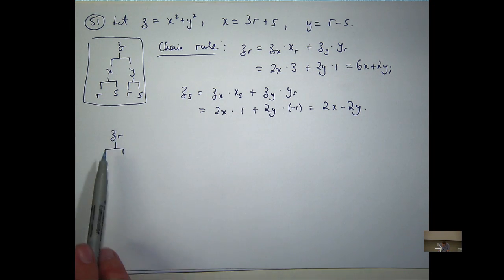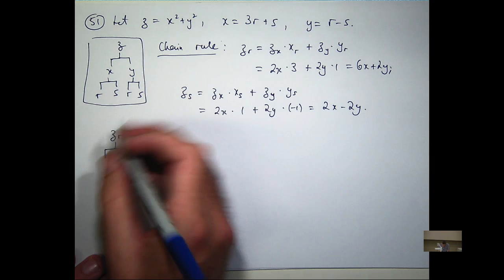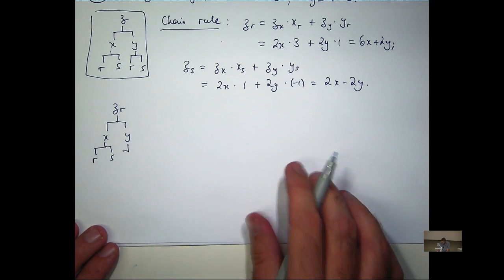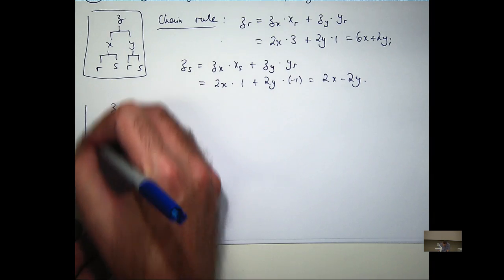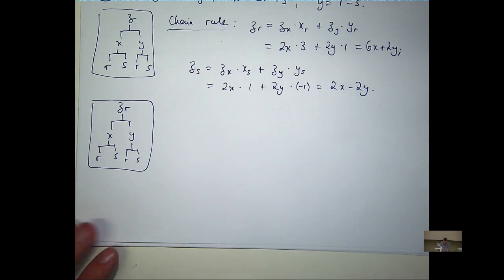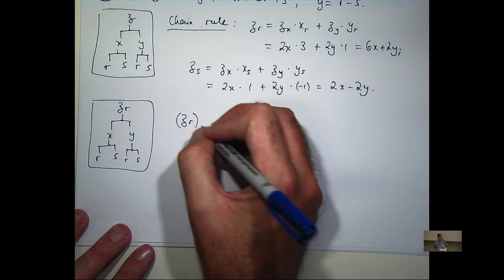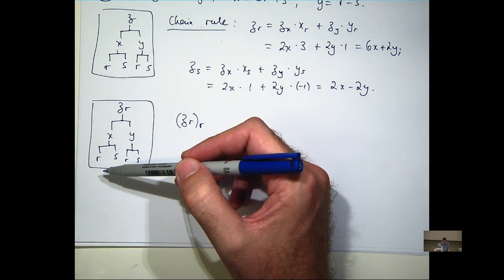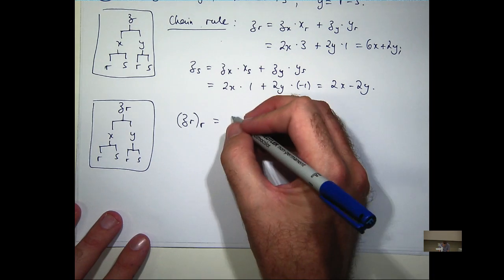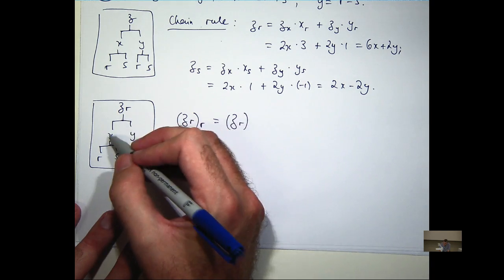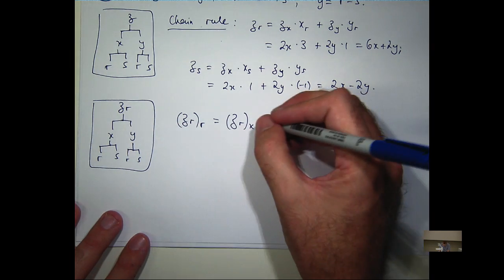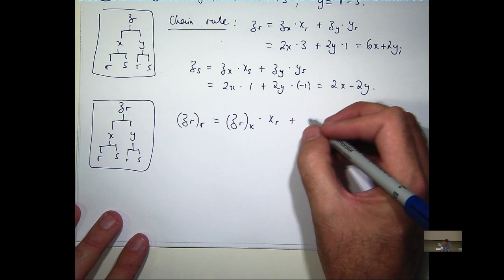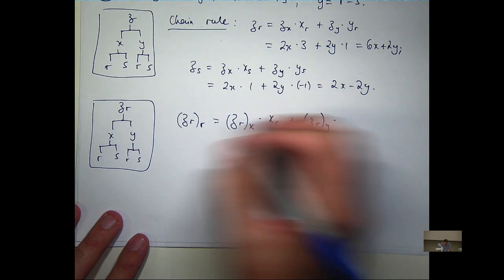Now z sub r will depend on a number of things. It will depend on actually the same variables. So to get z sub rr, you just work all the way from the top down to an r. So it's going to be z sub r sub x times x sub r, plus z sub r sub y times y sub r.